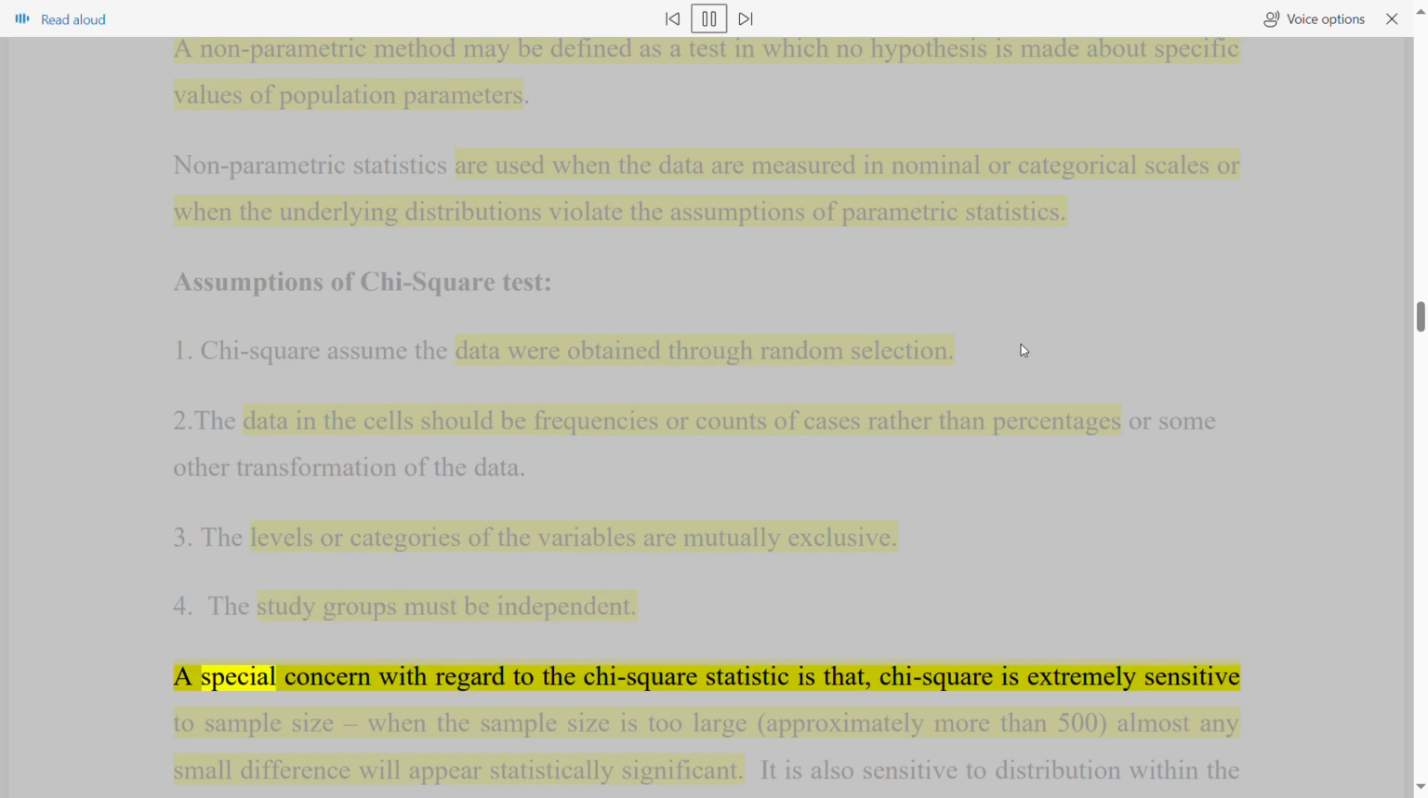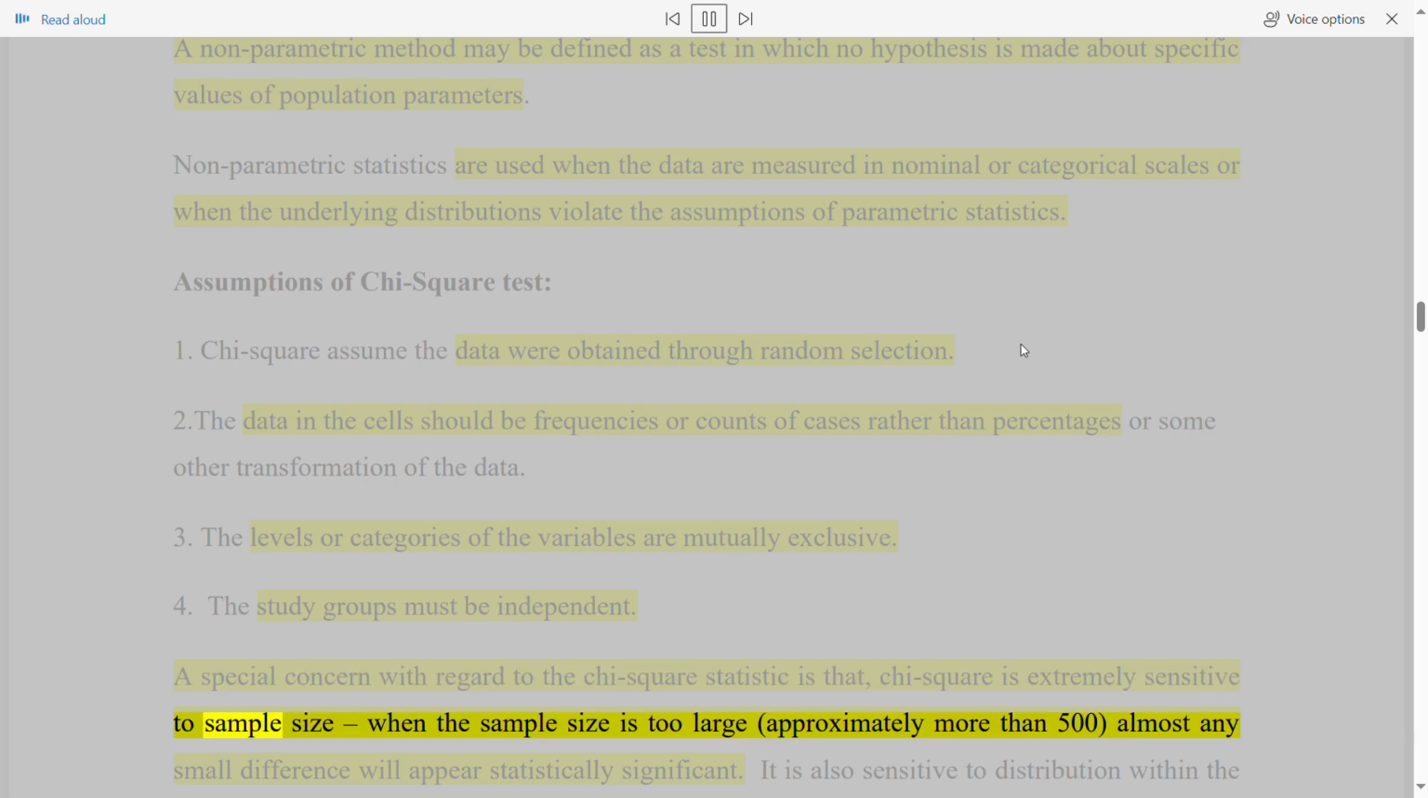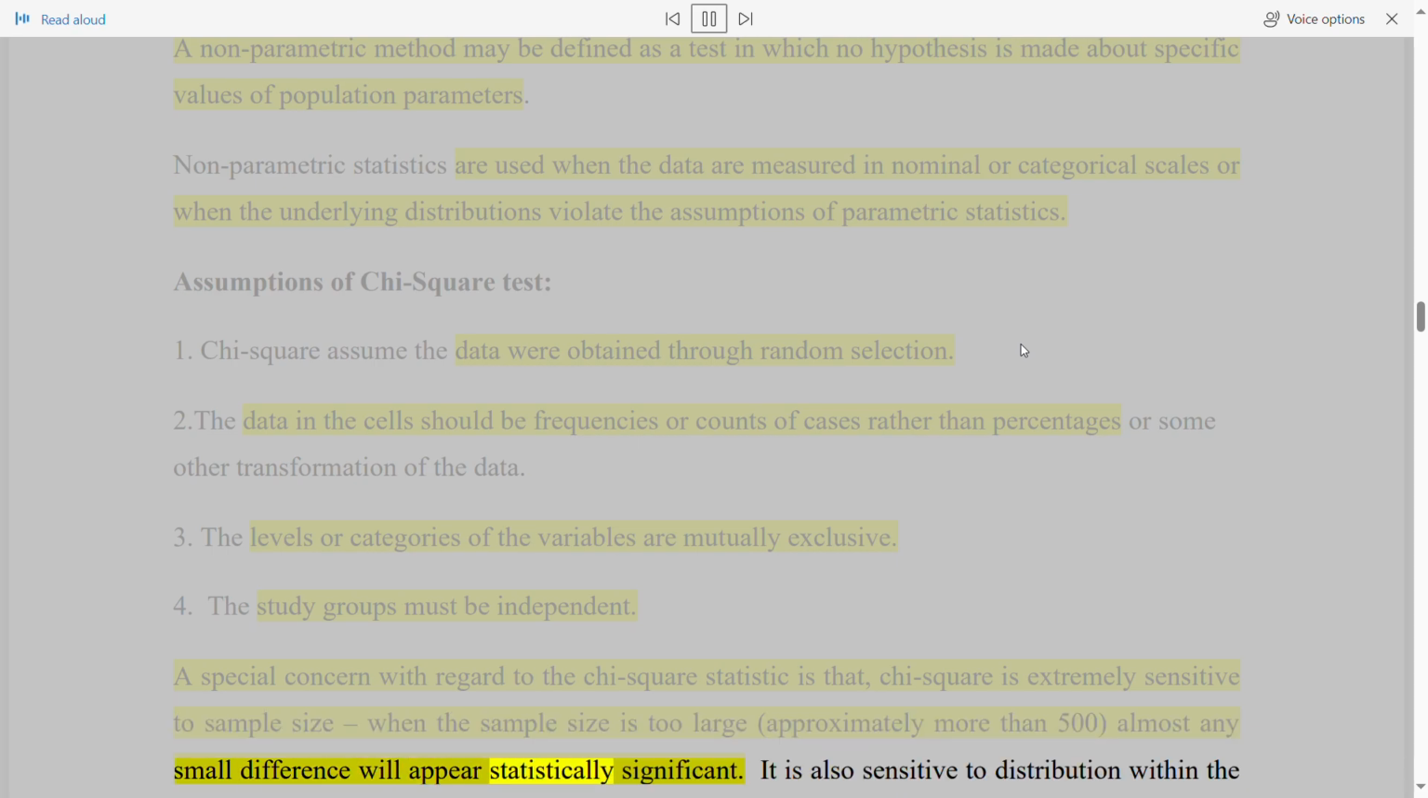A special concern with regard to the chi-square statistic is that chi-square is extremely sensitive to sample size. When the sample size is too large, approximately more than 500, almost any small difference will appear statistically significant. It is also sensitive to distribution within the cells.